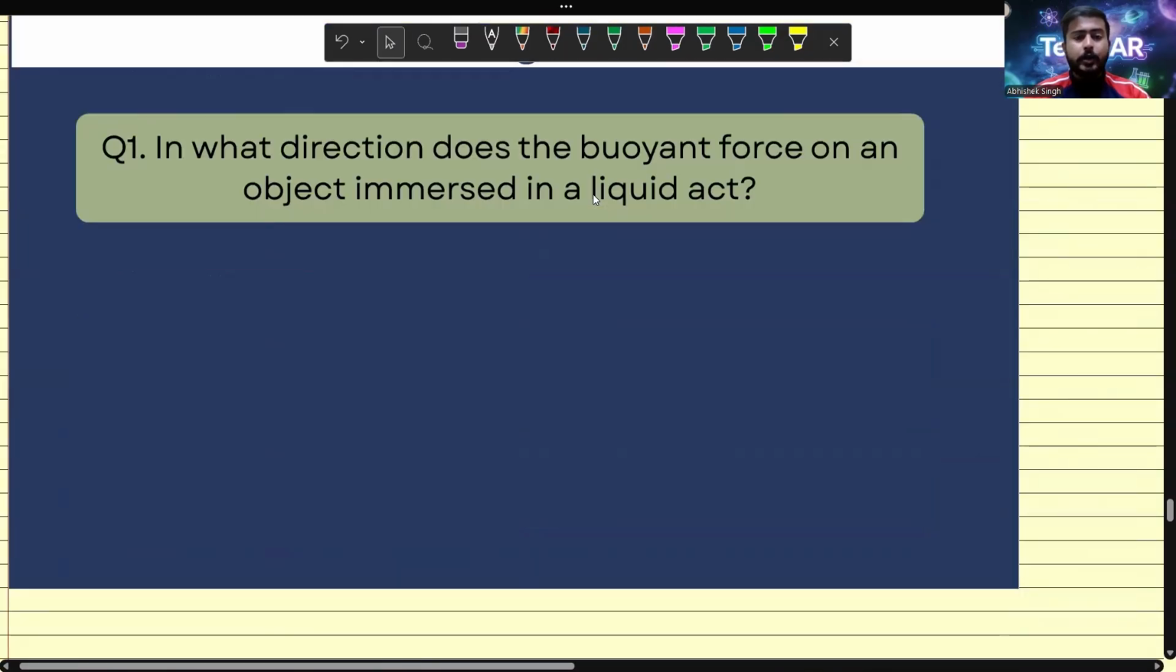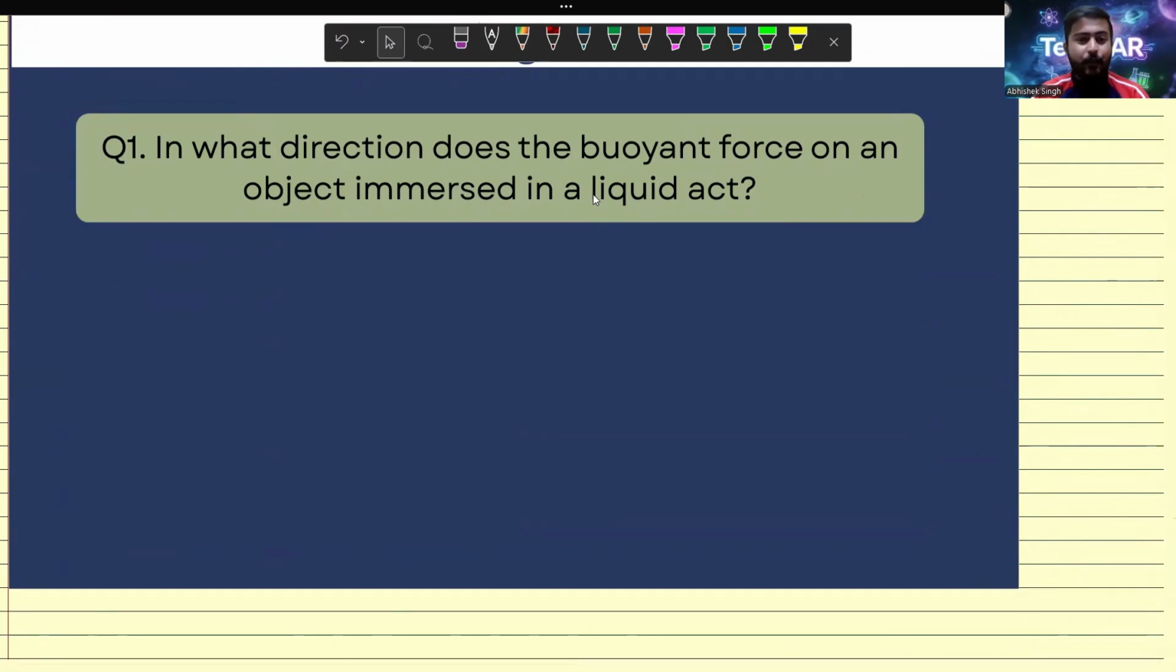Come on, let's do a quick learning check. In what direction does the buoyant force on an object immersed in a liquid act? Okay, take a deep breath. I know that you have done a lot of things. That is something very simple. In which direction does it act?